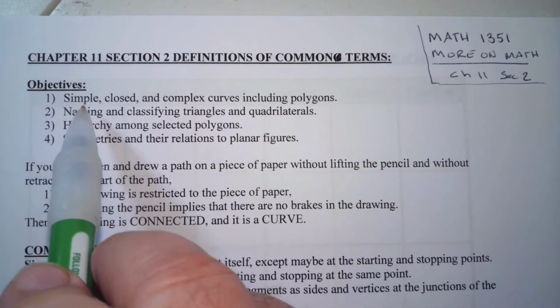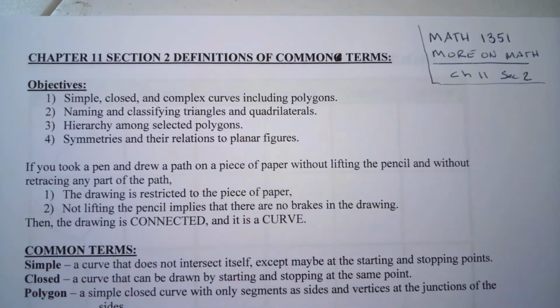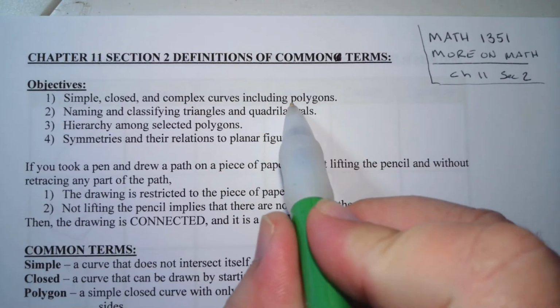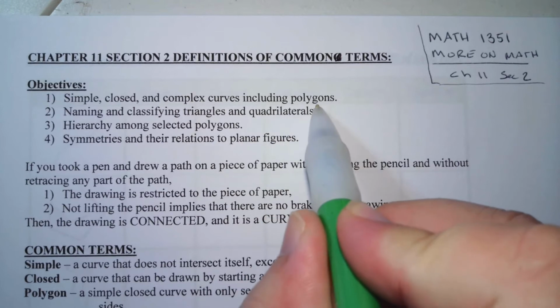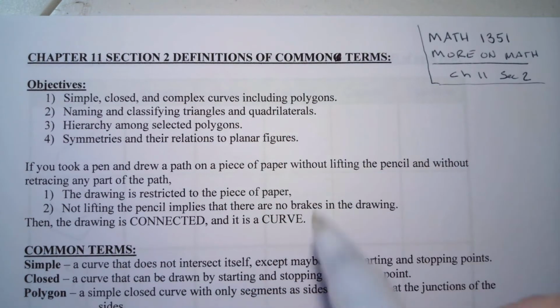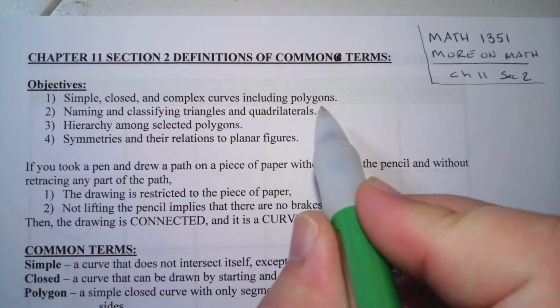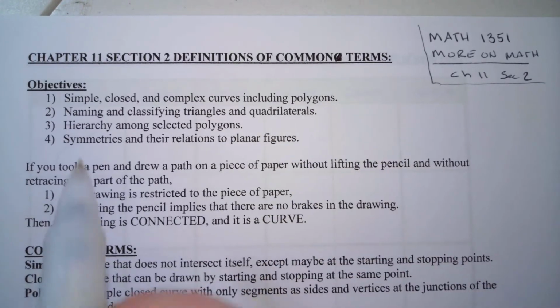We're going to discuss simple, closed, and complex curves, including polygons. Remember, polygons, poly means a lot, many. Gons are talking about angles and sides. So we're talking about items or objects that have many sides.